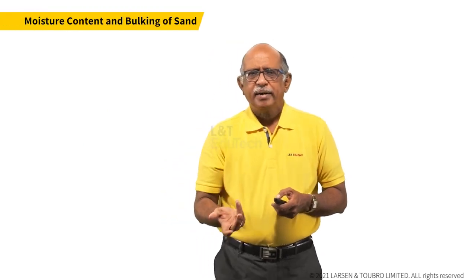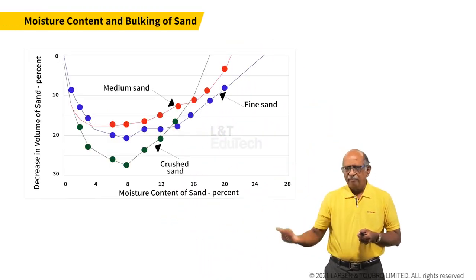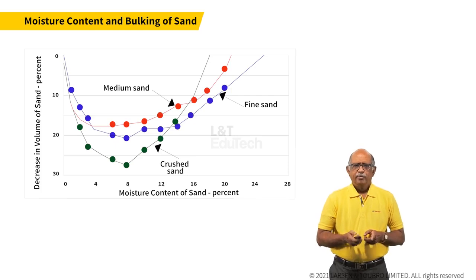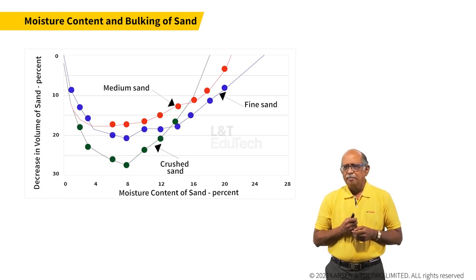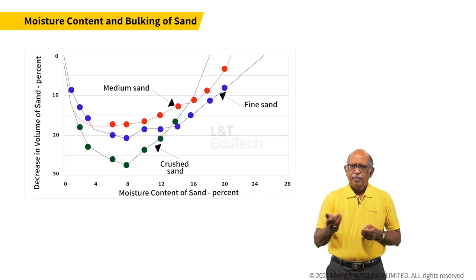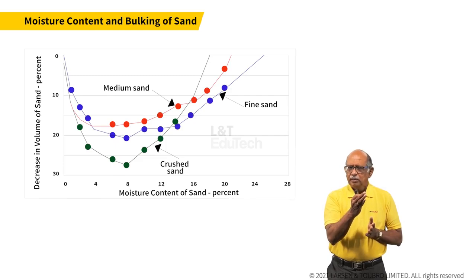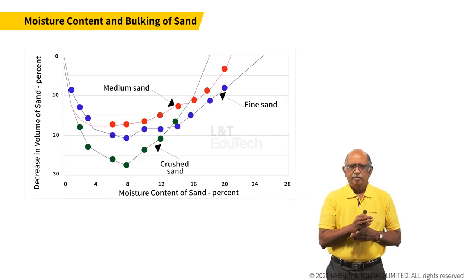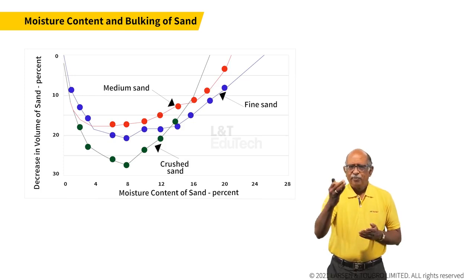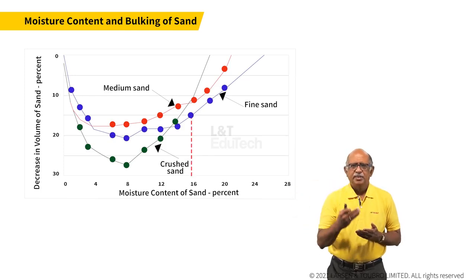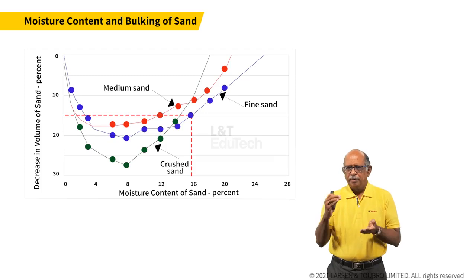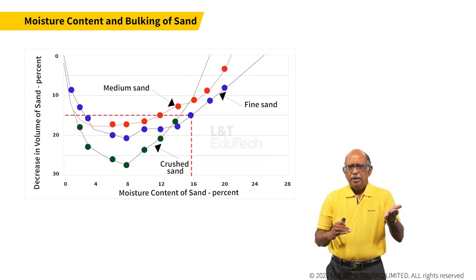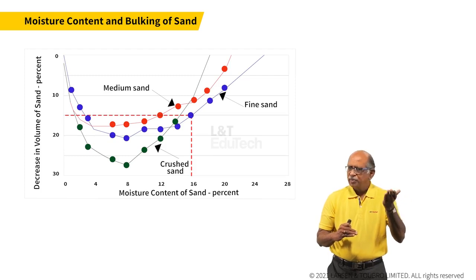When we talk about the moisture content and bulking of sand, you refer to the graph that has been displayed. If you see the bottommost one for crushed sand, suppose the moisture content is 8%, then there will be a change in volume of sand roughly to the order of 25 to 27% normally. Okay. When you talk about fine sand, even with a moisture content of 16%, since 16% moisture means it is almost at the saturation level, the bulkage will be to the order of around 12 to 15%.